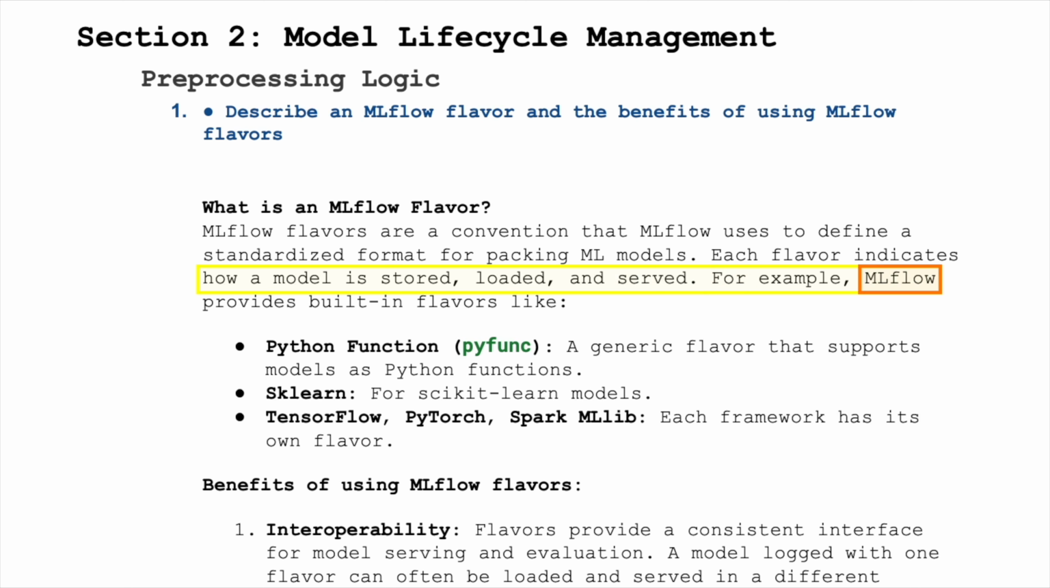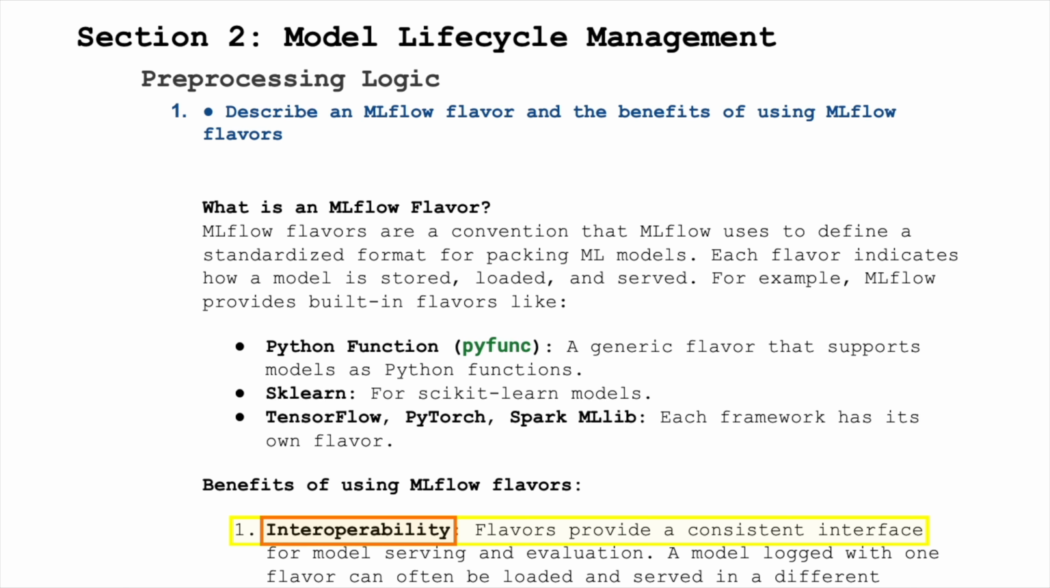For example, MLflow provides built-in flavors like Python function, pyfunc, a generic flavor that supports models as Python functions. Sklearn, for scikit-learn models. TensorFlow, PyTorch, SparkMLlib. Each framework has its own flavor. Benefits of using MLflow flavors.